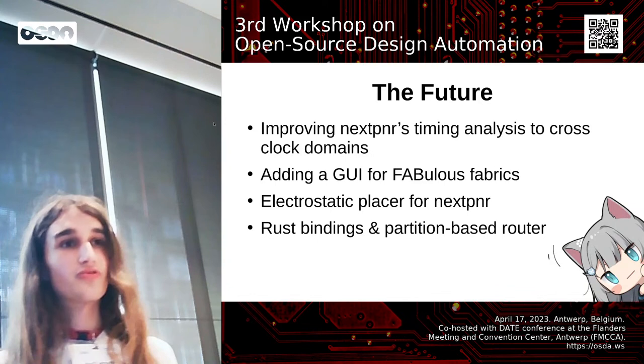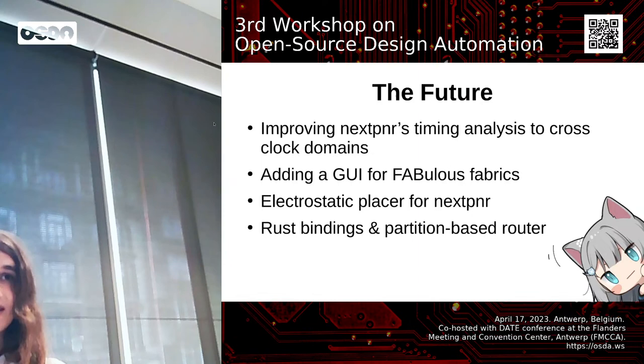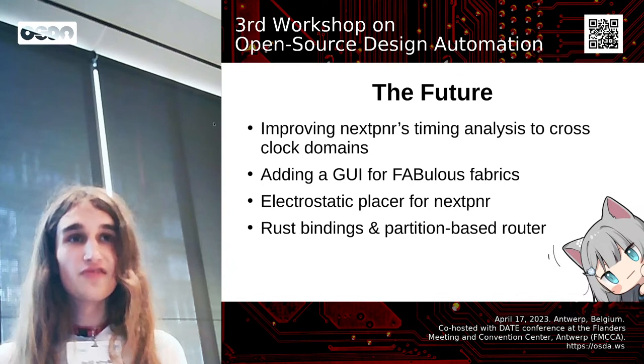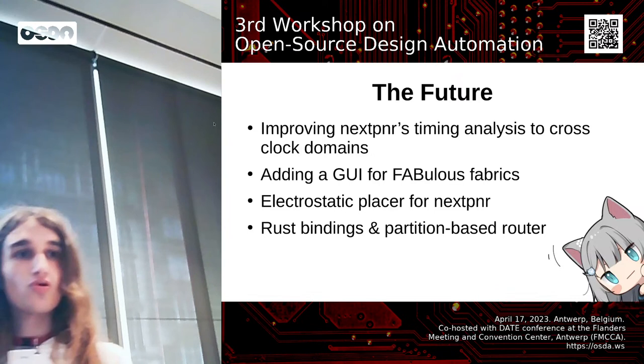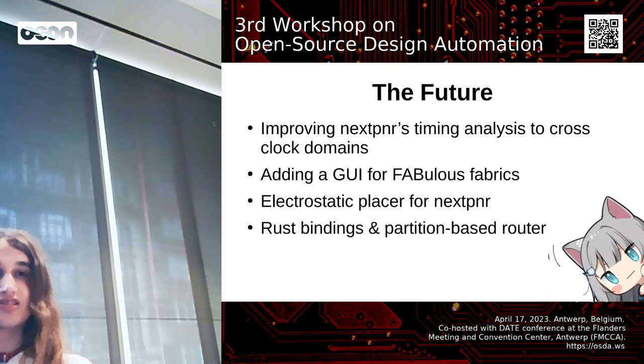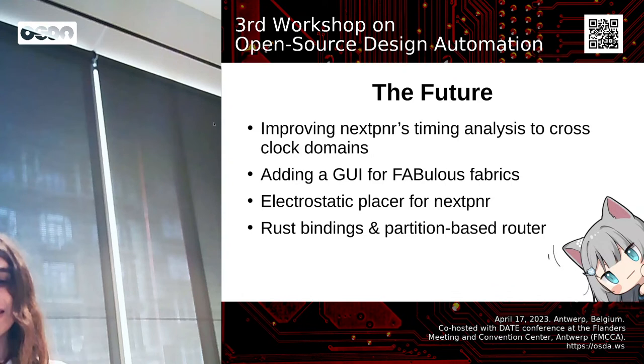nextpnr has a GUI. It's a bit of a basic GUI, but it's there. And one of the things that would be nice is actually to support FABulous fabrics in the GUI. That's obviously a bit more complicated than what we've done in the GUI before, where we've had a fixed FPGA like an ICE40, because people can make all manner of FABulous fabrics. And we have to work out things like the layout of wires and blocks in the GUI automatically. And then there's the usual stuff, which I think has cropped up in my plans on every nextpnr presentation I've done, of how we're going to improve the place and route in the future.